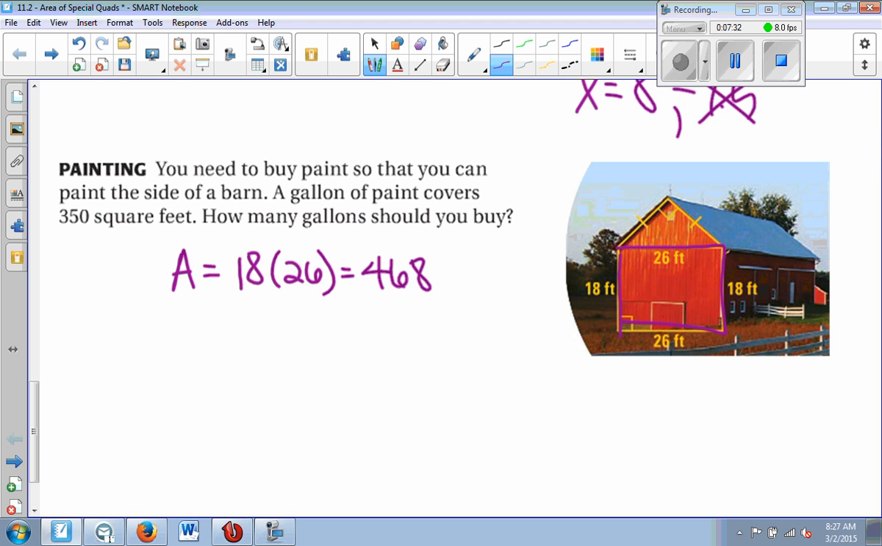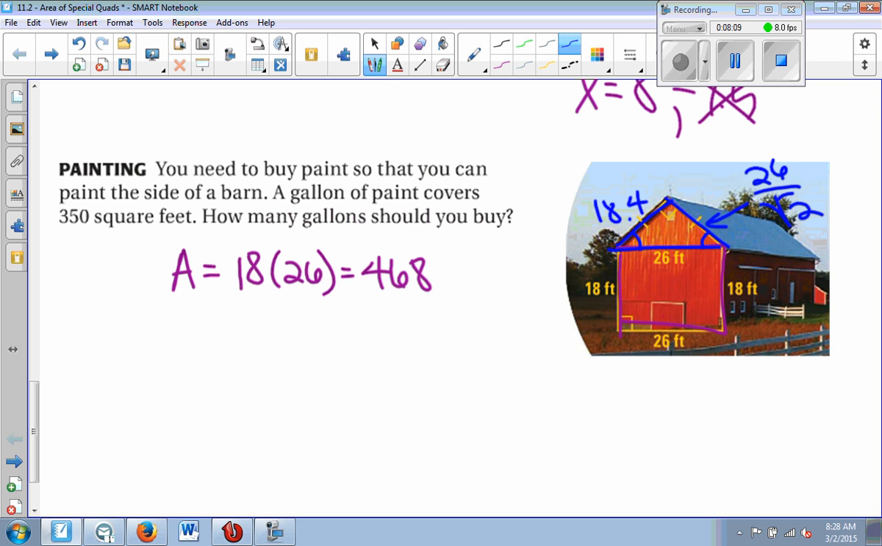So that's just the rectangle part of the barn. Now I need to find the area of the triangle portion. The way I'm going to do that is I have to figure out what these side lengths are, because I don't know what they are. But I know that it's a 45-45-90 triangle because it is an isosceles right triangle, meaning that these legs are just the hypotenuse divided by root 2. I'm going to change that to a decimal. So 26 divided by the square root of 2, and I get a decimal of 18.4.